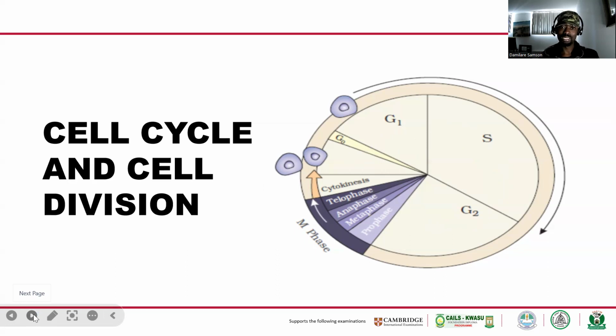But before it synthesizes the materials that will be used for prophase, before it synthesizes it, there are actually some things that need to be in place. So you begin to see those in G0 and the G1 phase. After that we have the S phase, which is the synthesis phase, then we have the G2 phase.